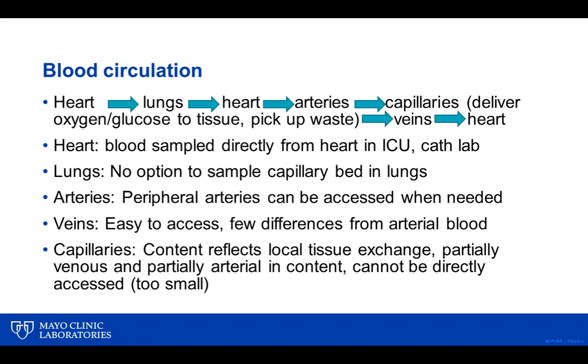Arteries will deliver that blood to capillaries, and capillaries are where oxygen is delivered to tissue, and tissue can deliver carbon dioxide, lactic acid, and other waste. Those capillaries then are connected and become veins, and the veins deliver blood back to the right side of the heart. So that's all of the places blood is in our circulatory system.